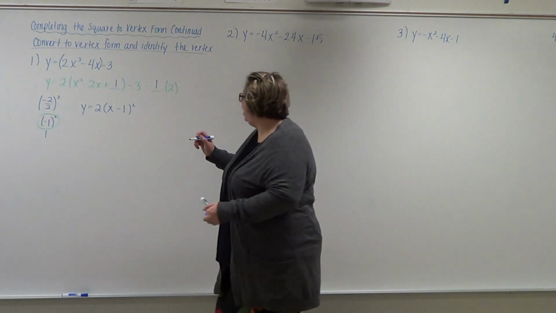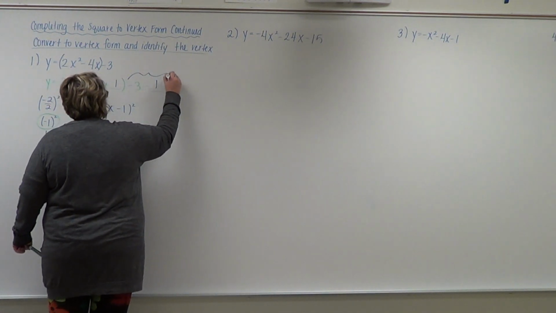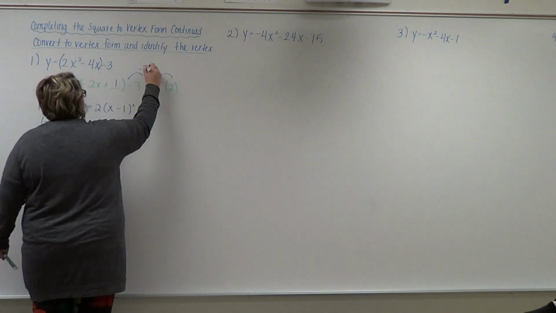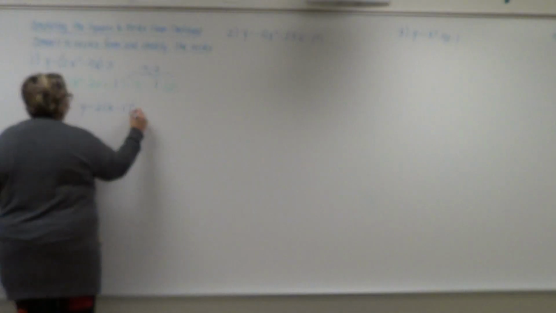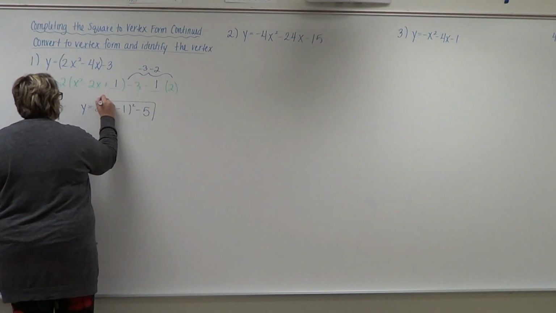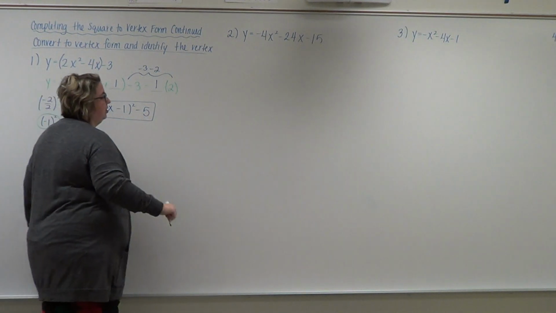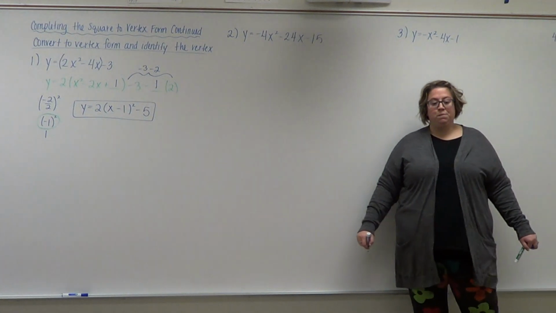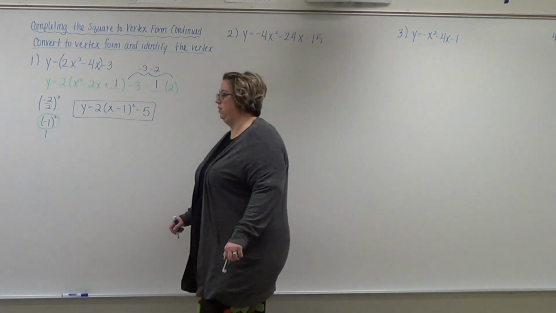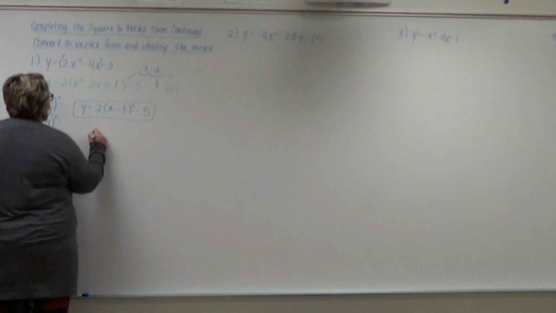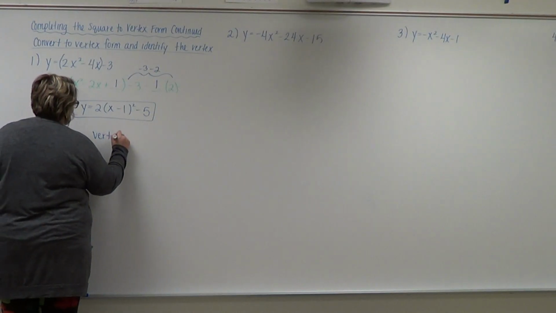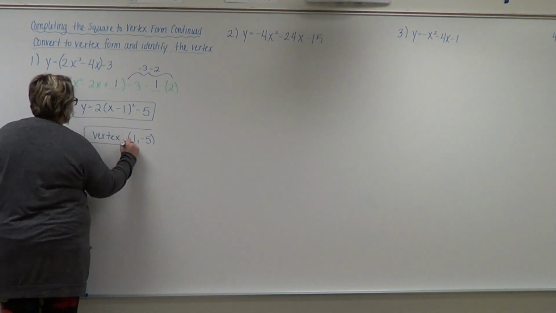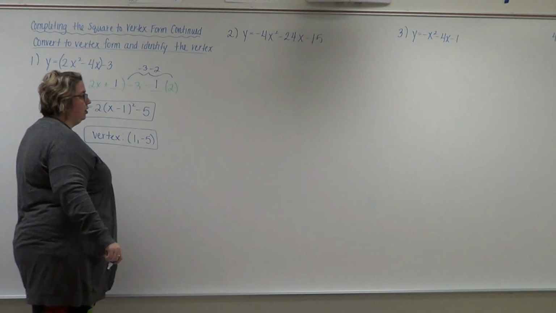Okay, then if I simplify the outside, this is negative 3. And then what's negative 1 times 2? So what's negative 3 minus 2? Okay, that is vertex form. What else do we have to find? The vertex. So what's the vertex of this? 1, negative 5. Okay, and why is it 1 and not negative 1? It's opposite. Good.